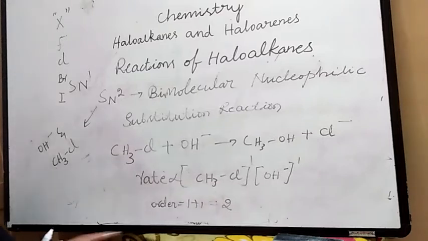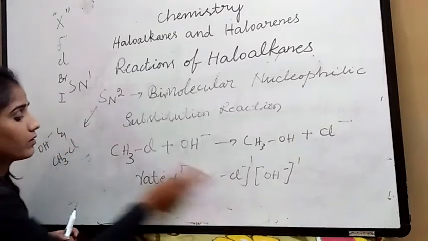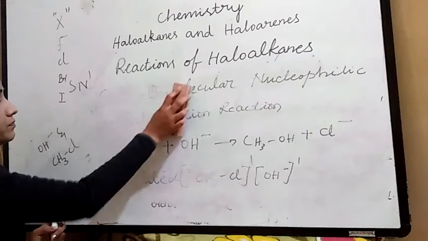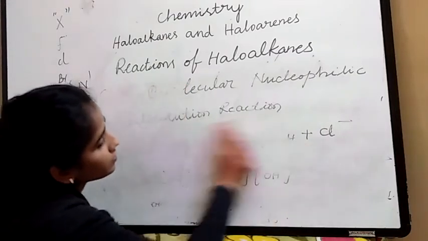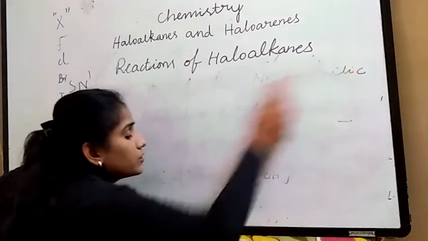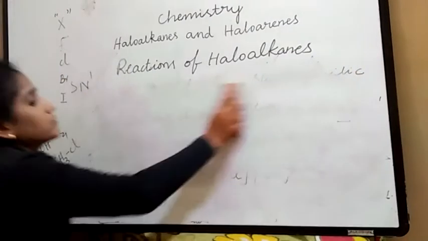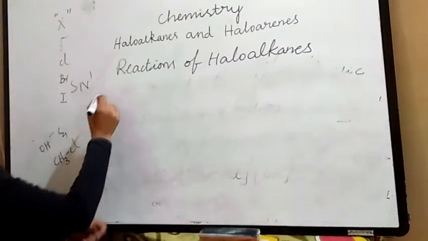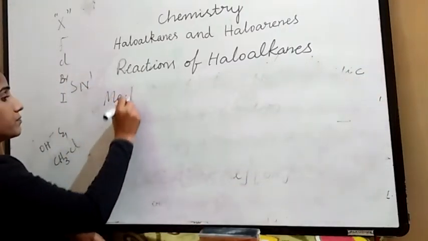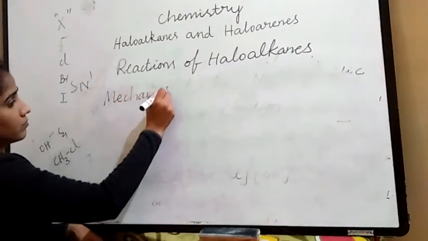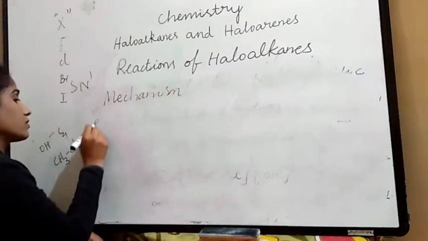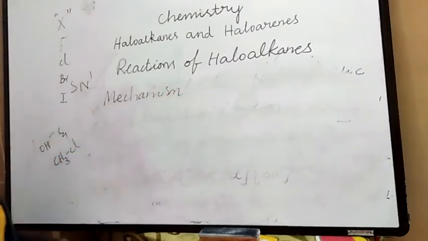So I will go with the mechanism now. Mechanism. SN1 is a two-step mechanism. SN2 is a one-step mechanism. Only single step, okay?